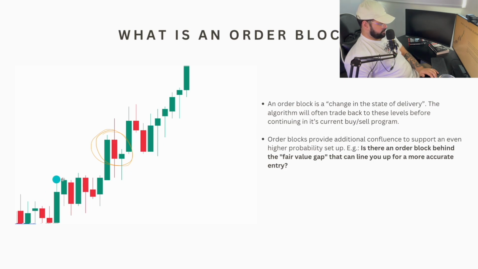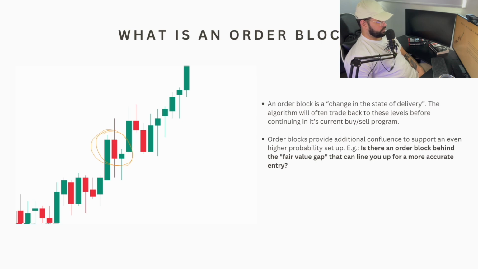And I suppose sometimes some would consider these little red candles here to be order blocks. But for the sake of this presentation, we're going to use this one here, also because it's followed by a fair value gap, coincidentally. So order blocks provide additional confluence to support an even higher probability setup.